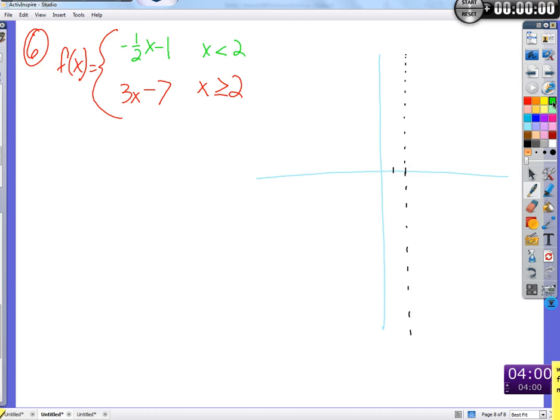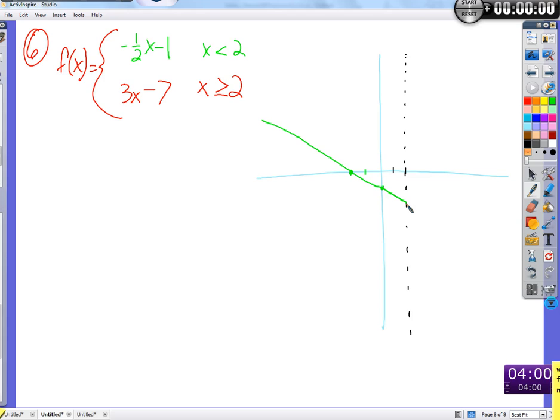So negative 1 half x minus 1 is just a line, a slope and a y-intercept. Negative 1 for the y-intercept. Up 1 and to the left 2. That part of it can come down here and we'll stop right there. Okay. Now when we get to 2, do we use that function? Do we use the green function? No. So when we get to 2, we don't use this.